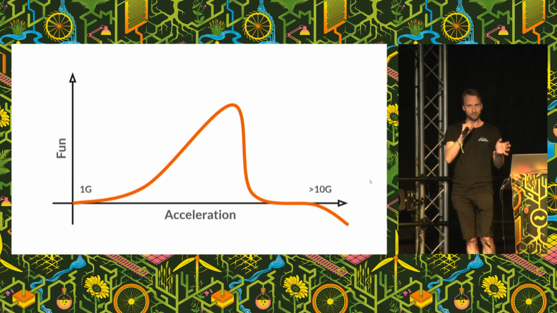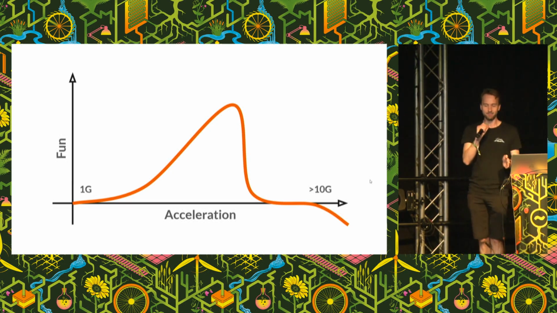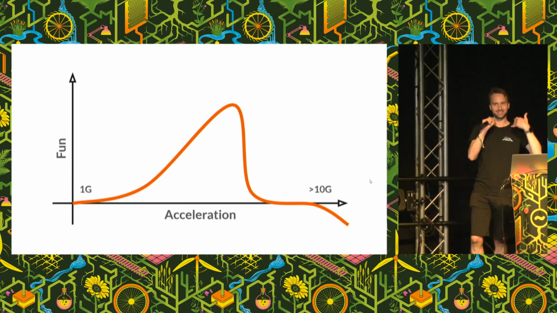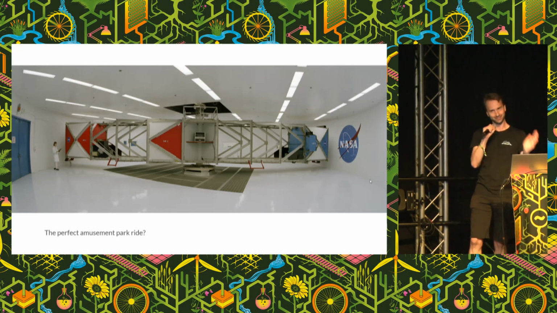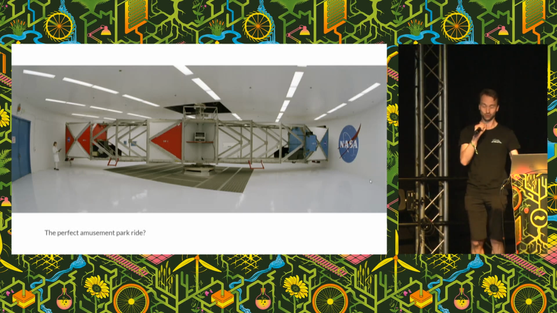Once you get past about 5g, you start having a bad time. If you get past about 10g, you start having a very bad time and negative fun. If we applied that same logic to amusement park rides, that would tell us that the perfect amusement park ride is a centrifuge that spins you around at a steady 4.5g the whole time, because that's right in the sweet spot of the graph. Obviously, amusement park rides do not all look like this.